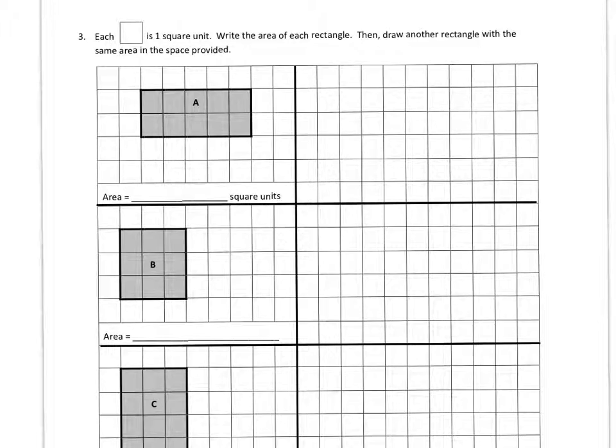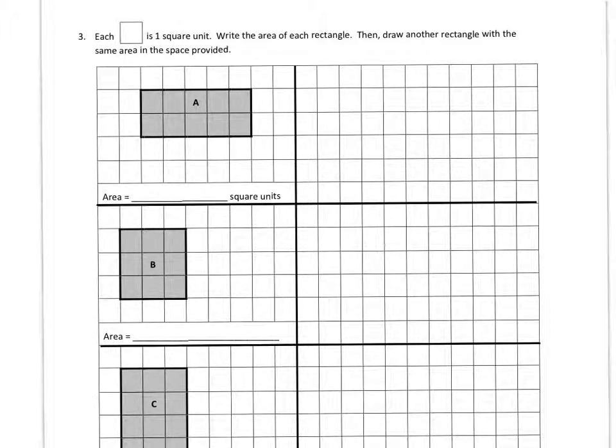Alright, for number 3, we're looking at each square is 1 square unit. You are probably so tired of hearing that by now, but each one of the little squares is a square unit of the big shape. Write the area of each rectangle, then draw another rectangle with the same area in the space provided. This is our space provided. So we're going to draw another rectangle over here that has the same area as this. Not the same shape, the same area. Remember, that's the number of units inside.